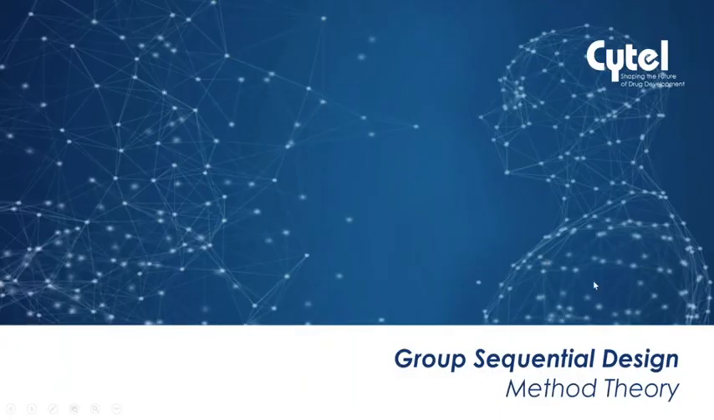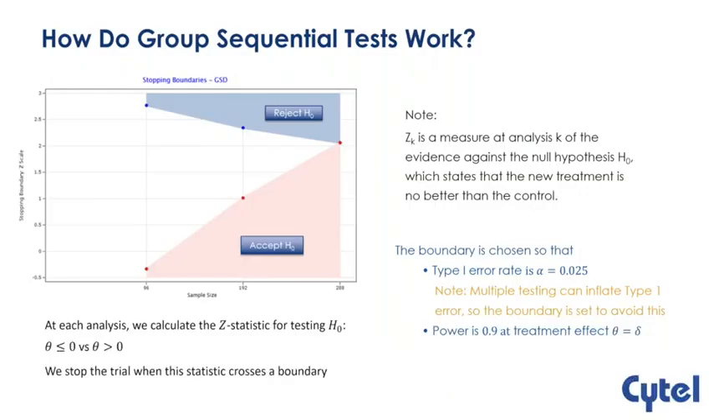So moving on, let's talk about how group sequential designs work. I'm just going to say a little bit about the theory behind the methods. First of all, what does the group sequential test look like? Well, we can represent it as stopping boundaries. At each analysis, we're calculating the z-statistic, the usual statistic for running a test of our null hypothesis, given the data that we have so far. And we compare that with a boundary. So we have an upper boundary here. If the z-statistic is sufficiently high and we cross the upper boundary, we can stop and reject the null hypothesis.